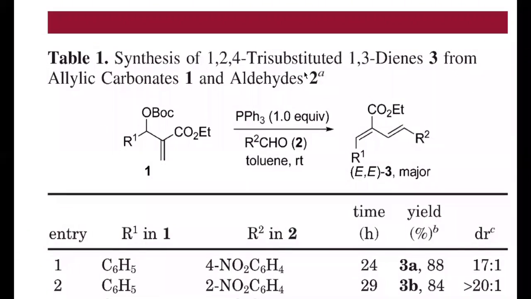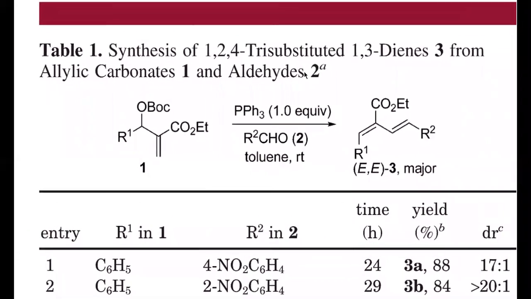Right, so here is, again, they optimize, and this is all of what they call optimization. Find the best leaving group. Now they want to find the best aldehyde, right? So here, the Boc leaving group is there, but now they're changing up the aldehyde. And that's the standard method development.